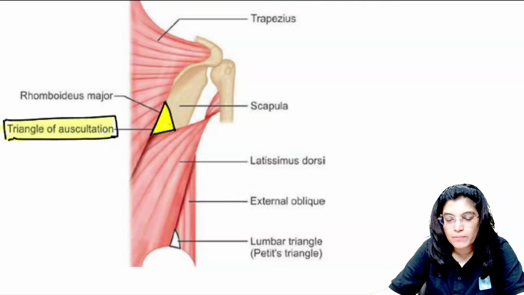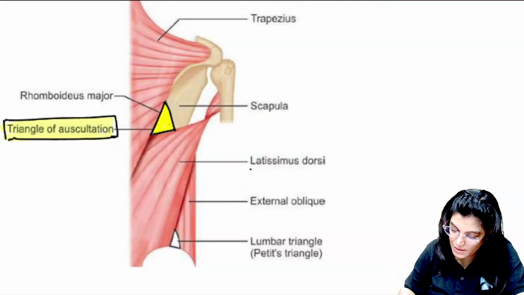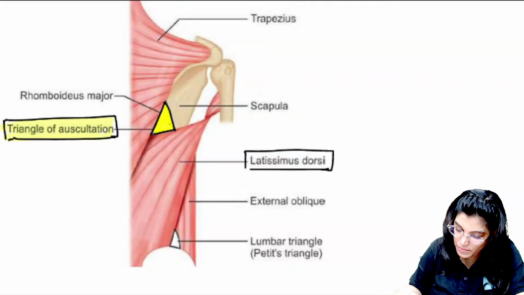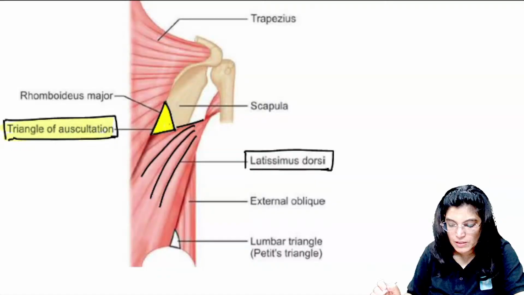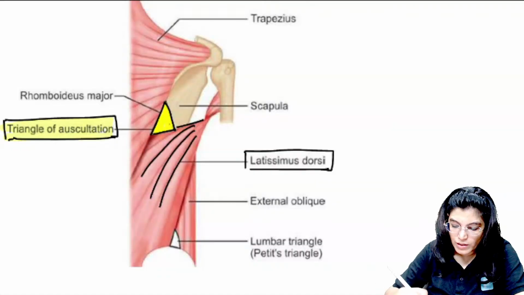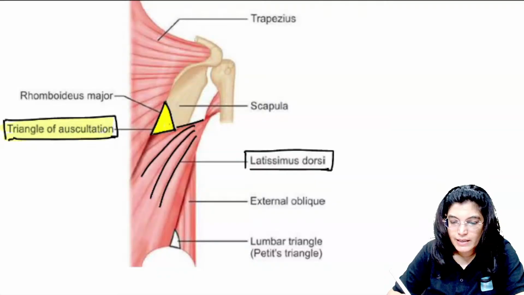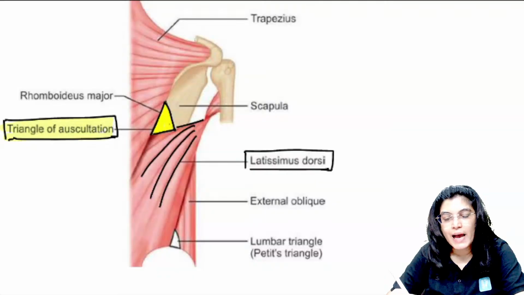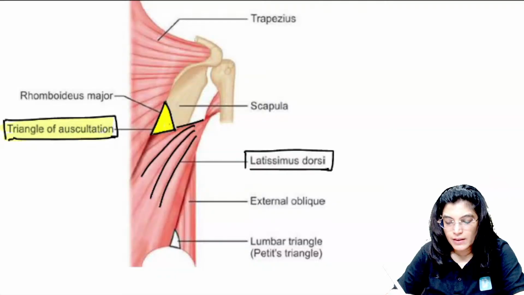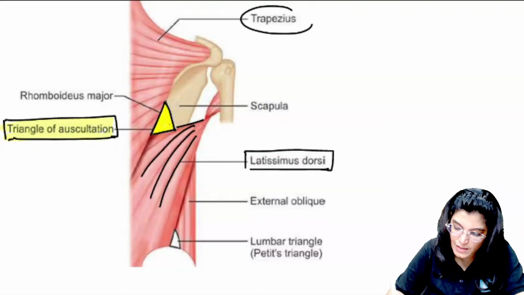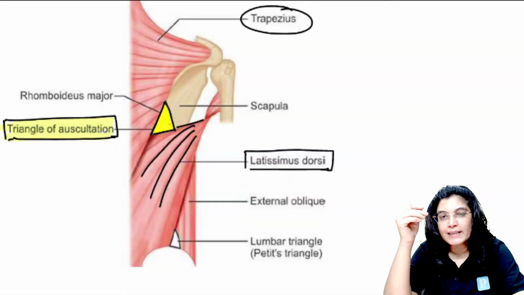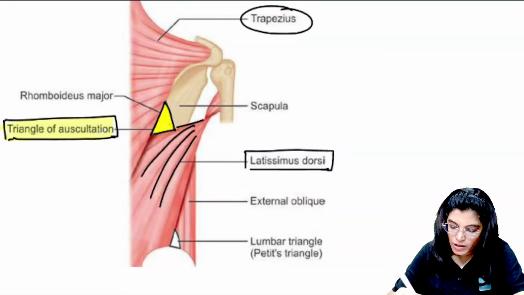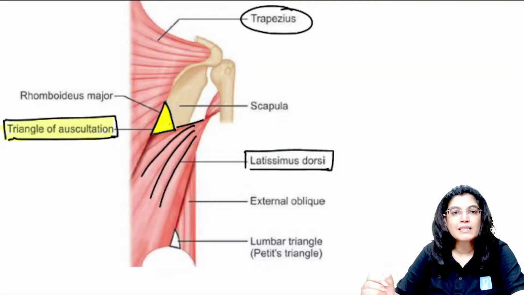It is bounded superiorly by the horizontal border of latissimus dorsi. Can you see inferiorly it is bounded by the muscle? This is the latissimus dorsi muscle. It is also bounded by the medial border of the scapula, as you can see. And infralaterally it is bounded by the trapezius muscle, which you are seeing here. This triangular gap is basically between the latissimus dorsi muscle, the medial border of the scapula, and the trapezius muscle, as you can see in this diagram.